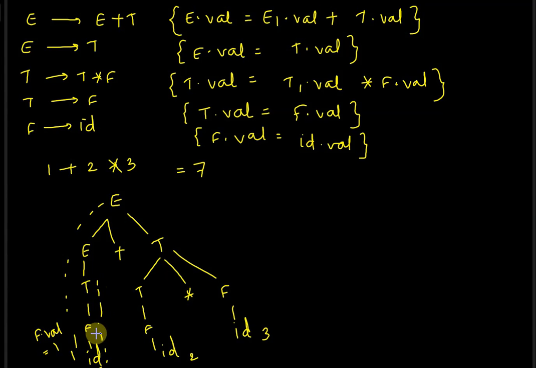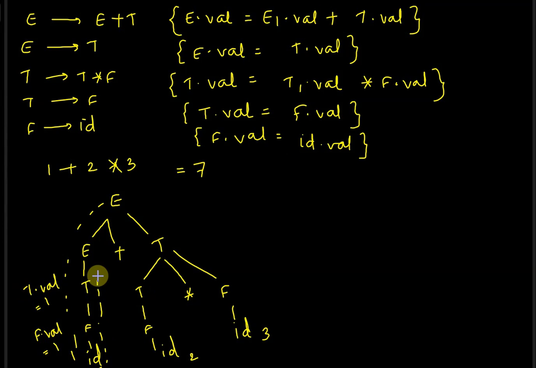T gives F. Okay, is there any grammar rule in your grammar which gives you T gives F? Yes. So again, what is the action associated with this? Whatever value is there in F dot val, that value is propagated on top, and the attribute for T dot val is equal to whatever value was there in F, so that is 1. Okay, so T dot val is equal to 1.